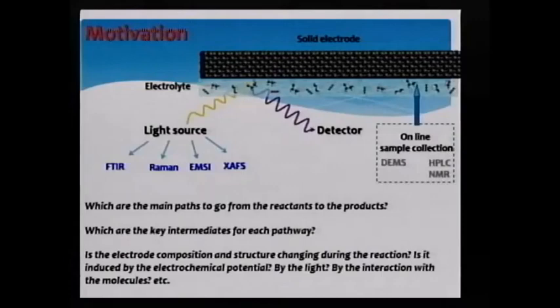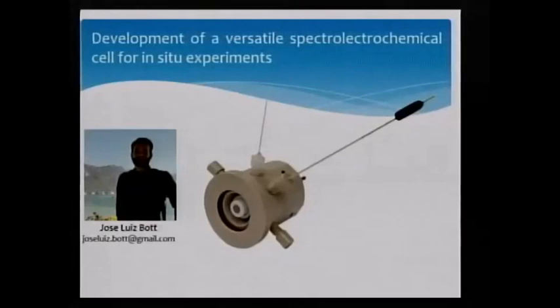So, well, if you want to perform spectroelectrochemistry, you need a spectroelectrochemical cell. This is one of the spectroelectrochemical cells we have. This is mainly the work of Jose Luis Bochy, that is a postdoc working with me. So the cell is a conventional three electrode electrochemical cell. So you have a counter electrode, a reference electrode, and the working electrode. And this cell works more or less like this.